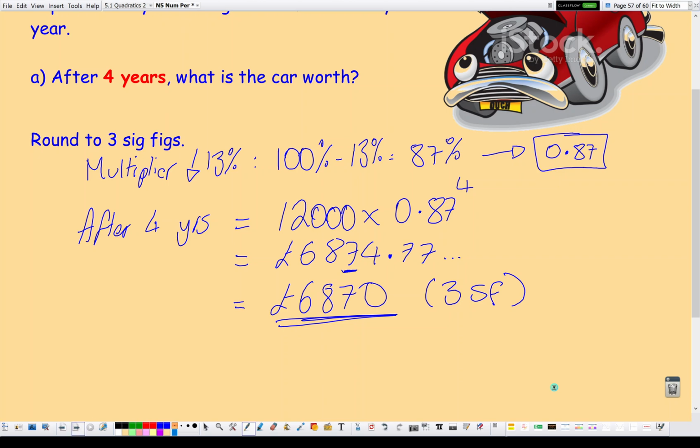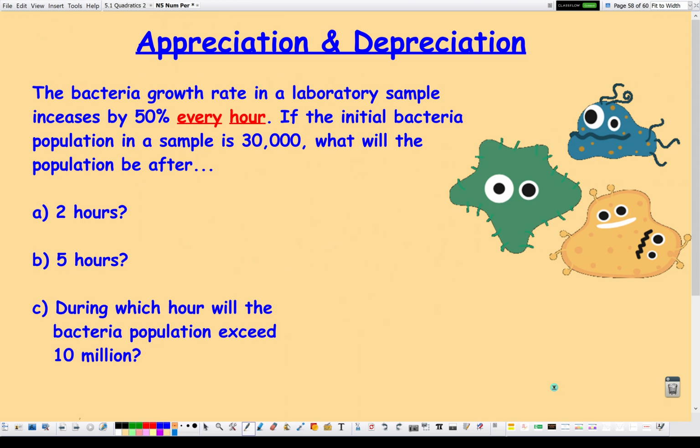Let's look at another example. This time, the bacteria growth rate in a laboratory sample increases by 50% every hour. If the initial bacteria population in a sample is 30,000, what will the population be after 2 hours? What would it be after 5 hours? And then during which hour will the bacteria population exceed 10 million?